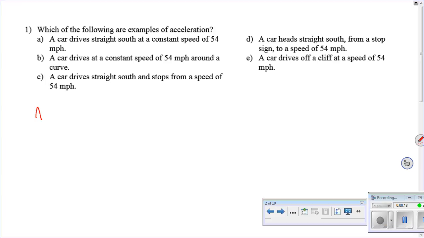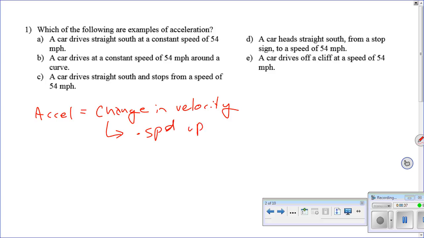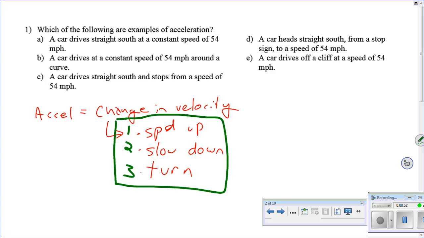So remember, acceleration is, by definition, a change in velocity. Well, technically, it's the rate at which your velocity changes, right? But you've got to be changing your velocity. And so for that to happen, you've got to do one of three things. You got to speed up, you got to slow down, or you got to turn. So an object is accelerating if it's doing any one of these three things. All right, if you're doing any of those three things, you are accelerating.